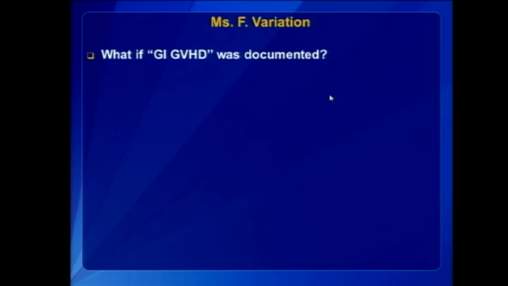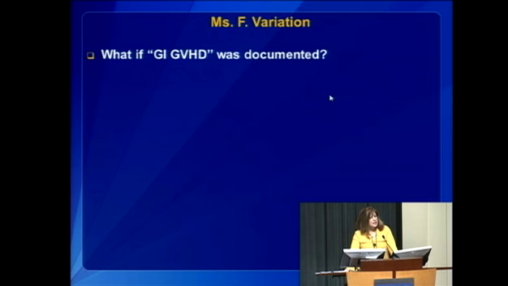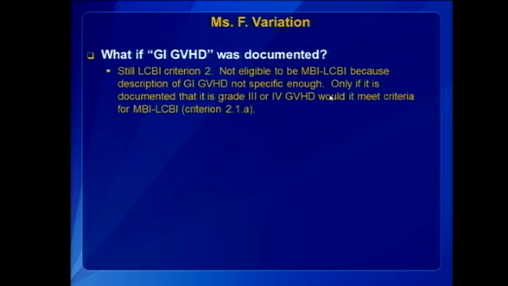Okay, so what happens if there was gastrointestinal graft versus host disease documented for Ms. F? Would that change your determination? Well, this is actually still an LCBI criterion 2. The description of GI GVHD has to be very specific. It has to say that it's either a grade 3 or a grade 4 to meet criteria for an MBI LCBI criterion 2 1A. Just GI GVHD is not enough.